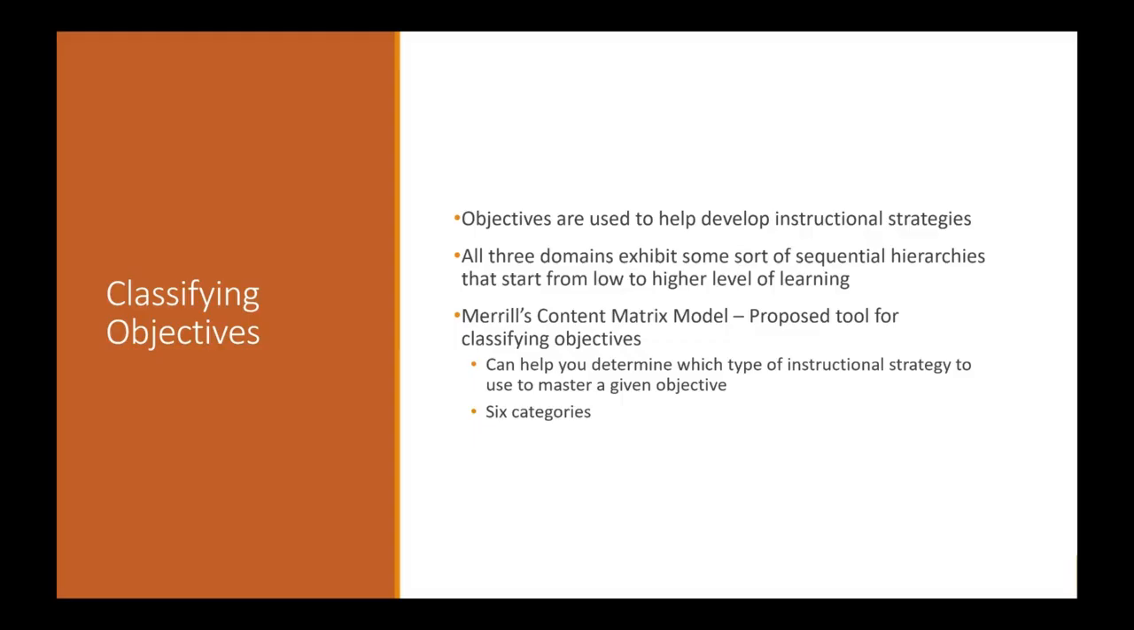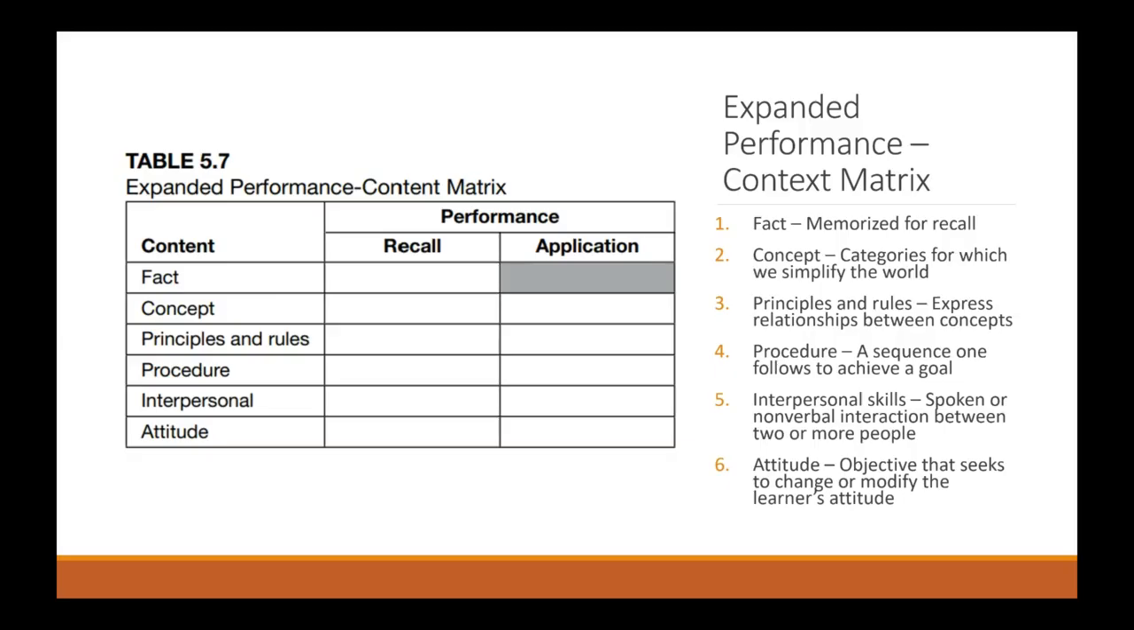And there are 6 categories. As you see here on the left, the categories are fact, concepts, principles and rules, procedures, interpersonal, and attitude. And then when we talk about performance, we're talking about the recall or the application of that specific content. So if we look here on the right-hand side, fact is really just memorizing for recall. A concept is a category with which we can simplify the world.